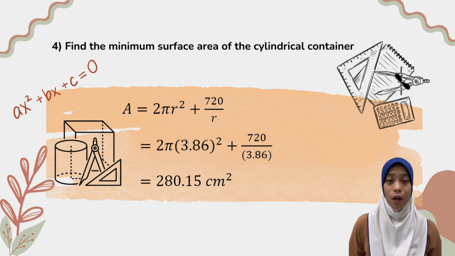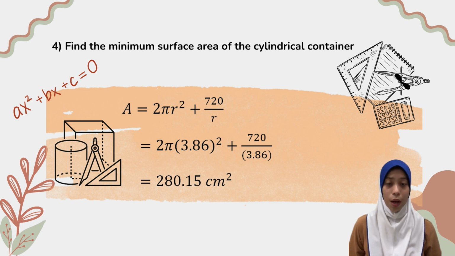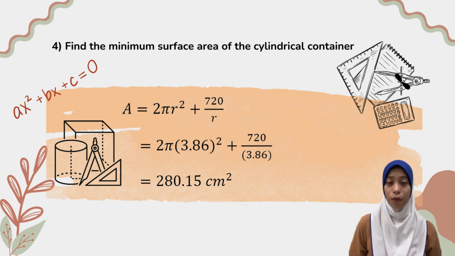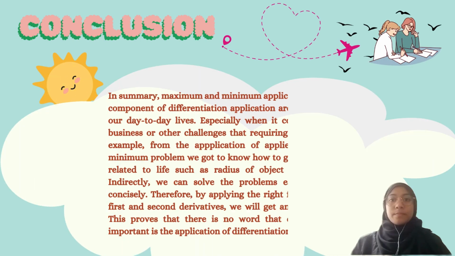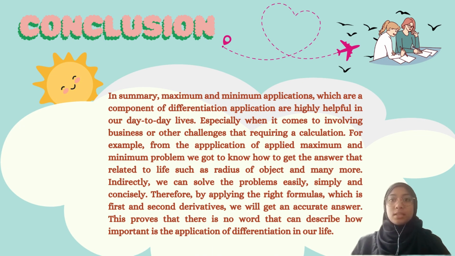For question 4, find the minimum surface area of the cylindrical container. We know that the surface area, A, equals 2 pi r square plus 720 over r. So, just substitute the value of r, which is 3.86, and we will get the answer, which is 280.15 cm square.